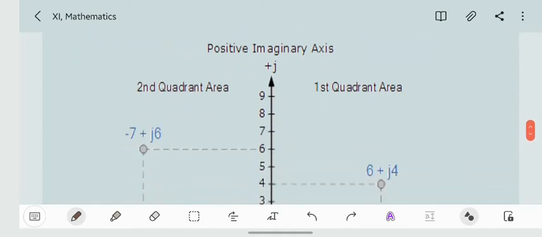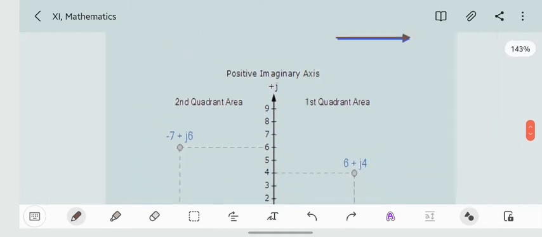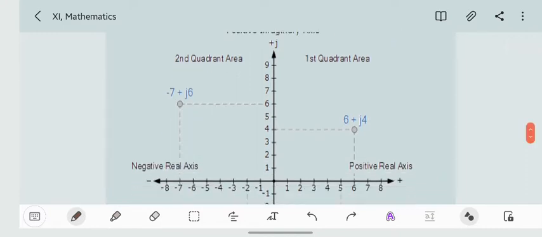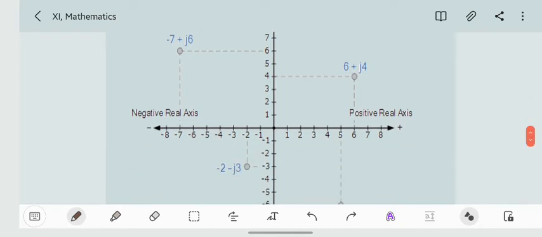So here is one example, class. Let's revise the Cartesian plane here. The Cartesian plane is divided into 4 sections, which are called quadrants. The first, second, third, and fourth quadrant here.